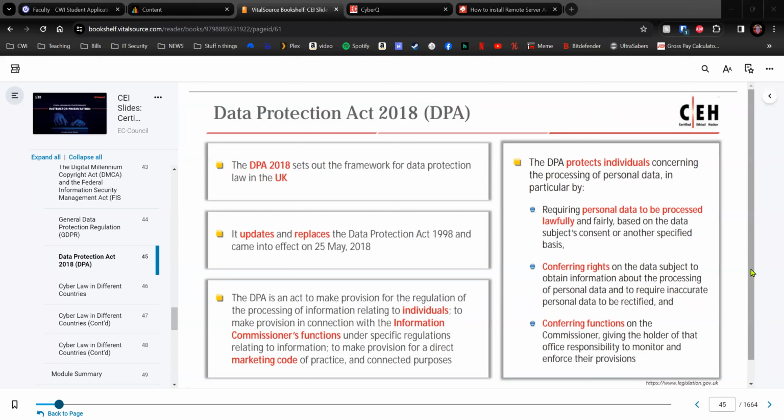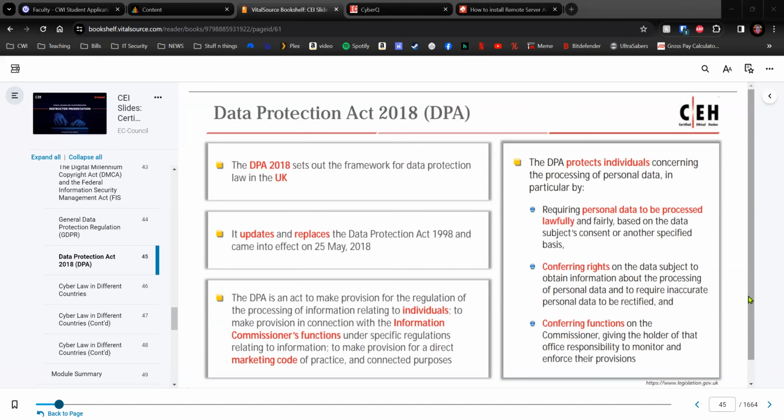processed lawfully and fairly based on data subjects' consent and other specified bases, conferring rights on the data subject to obtain information about the processing of personal data and to require inaccurate personal data to be rectified, and conferring functions on the commissioner, giving the holder of that office responsibility to monitor and enforce the provisions.